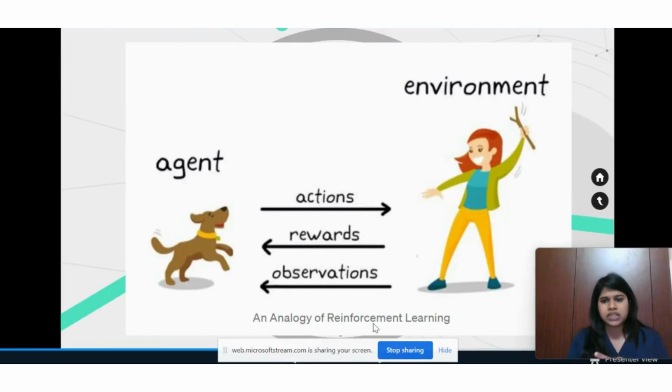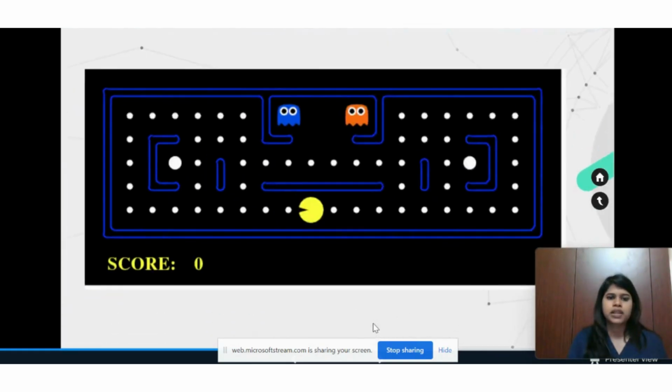It's going to do some action, and the environment, the human, is throwing a twig. So the actions and the situations are caused by the environment, and the dog is going to do something in order to get a reward based on the observation made by the environment. So this is the overall working of reinforcement learning, or an analogy of reinforcement learning.